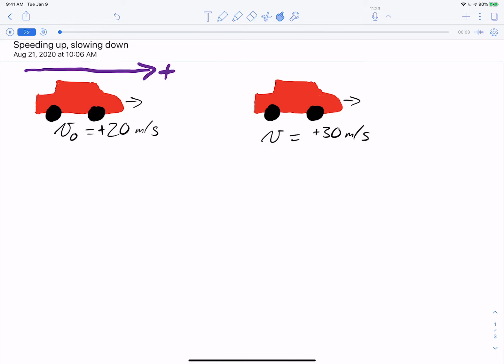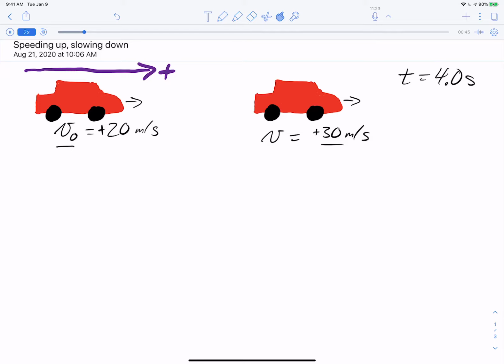So some people requested some examples of speeding up and slowing down with various velocities and accelerations. So here we go. Let's start with this example where we have a car whose initial velocity v naught is positive 20 meters per second. We're taking to the right to be positive. And then later, the velocity is positive 30 meters per second. And let's say, just to give numbers, that the time it takes to make this change in velocity is 4.0 seconds.